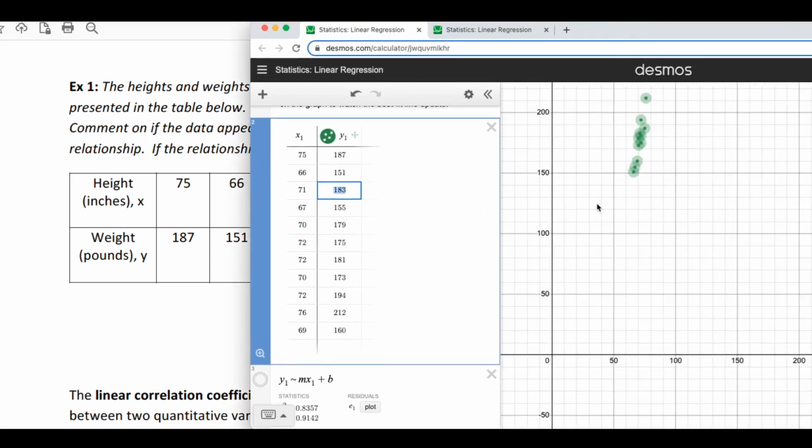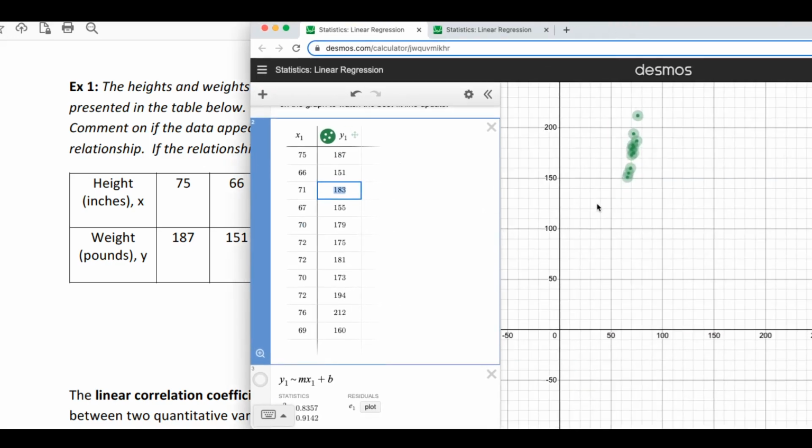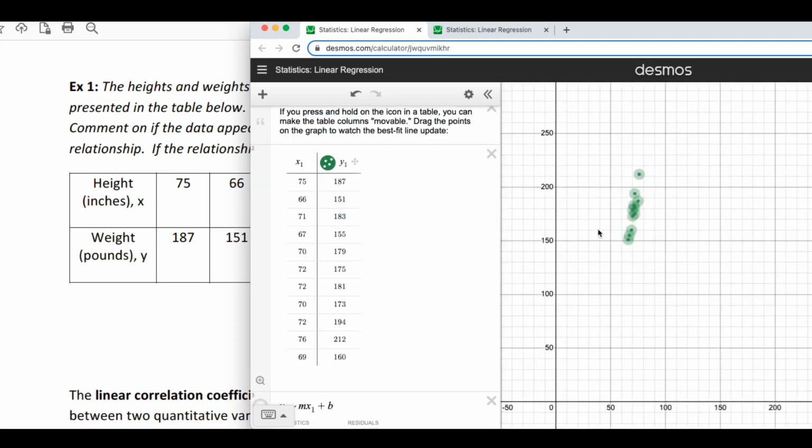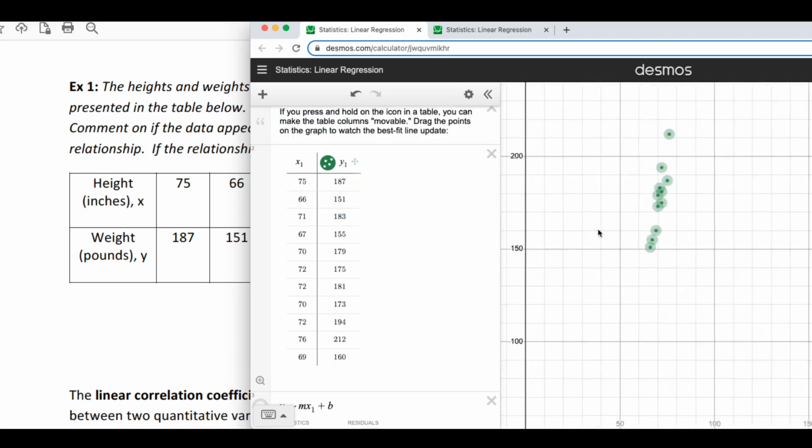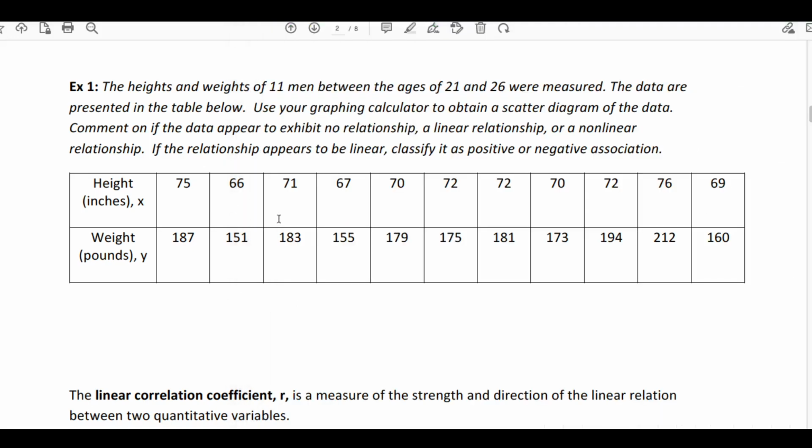Then make sure to scale it right. You can zoom in, zoom out. Let's stay maybe like here. Zoom in a little more. So these are all the data for this problem.